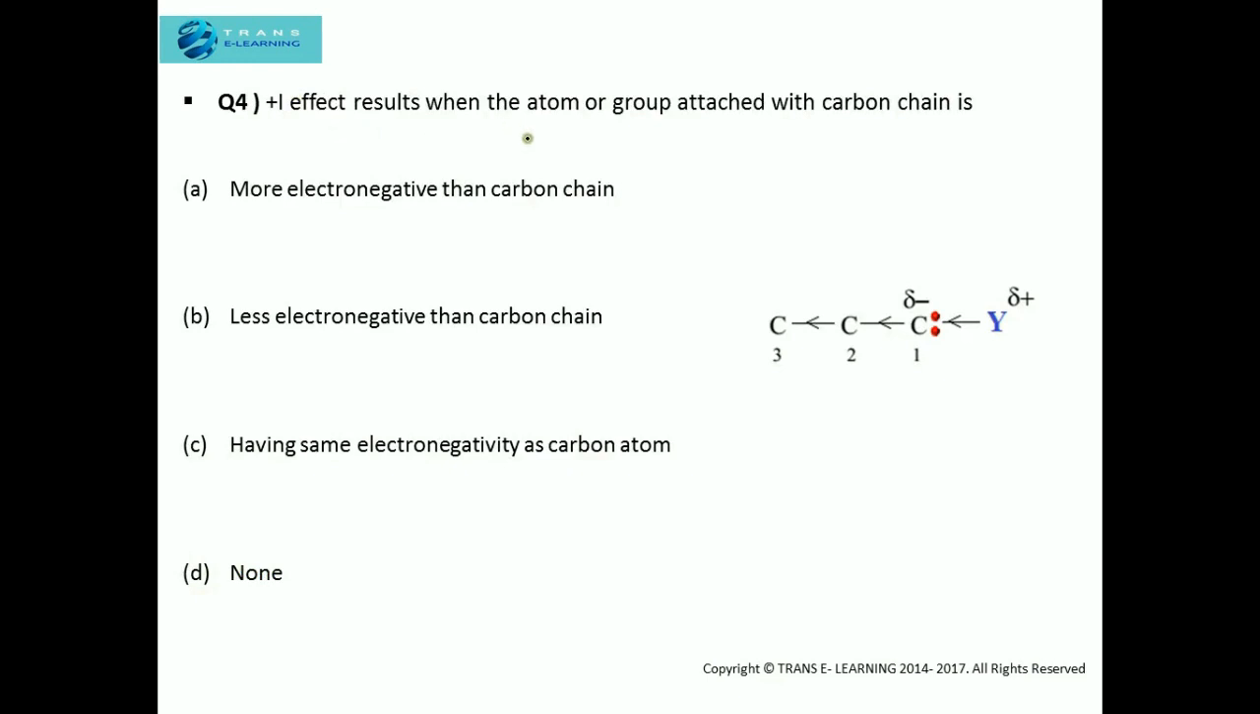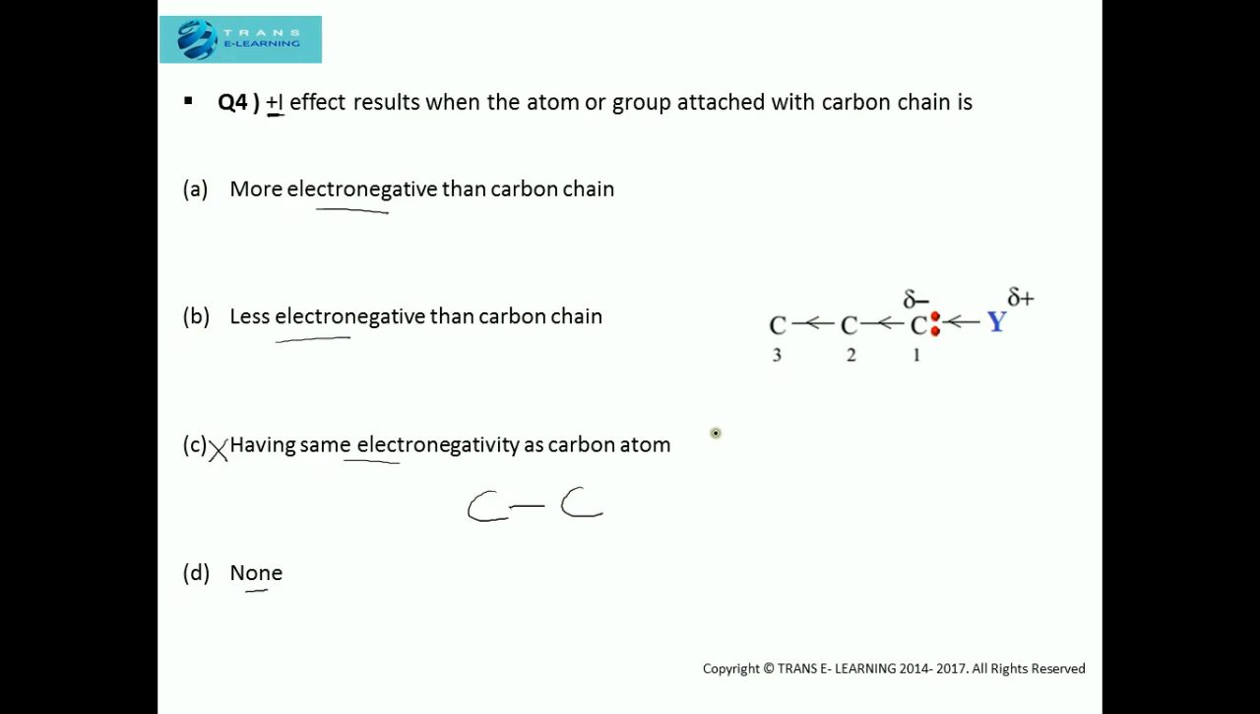Next question. Plus I effect results when the atom or group attached with carbon chain is more electronegative than carbon chain, less electronegative than carbon chain, having same electronegativity as carbon atom, none. First of all, we need to eliminate the C part, because whenever there is same electronegativity, there is no displacement of electrons. So we are left with A and B options.